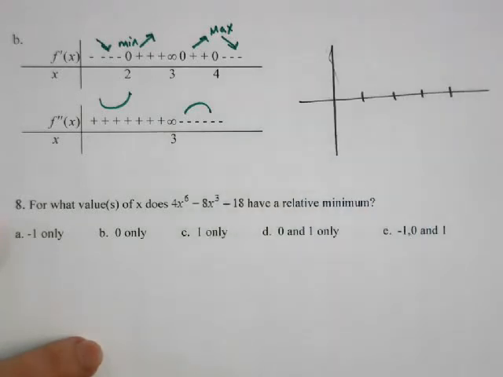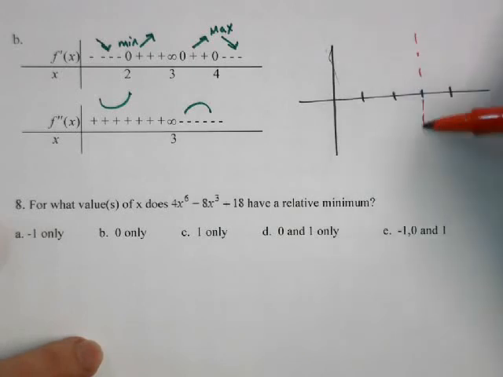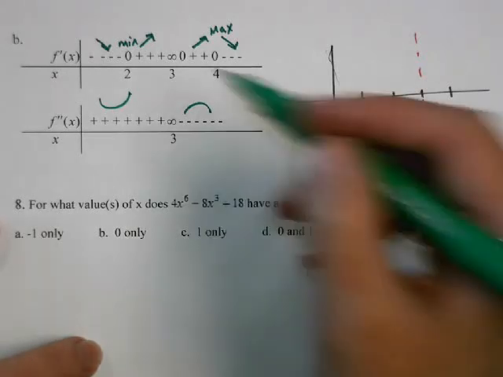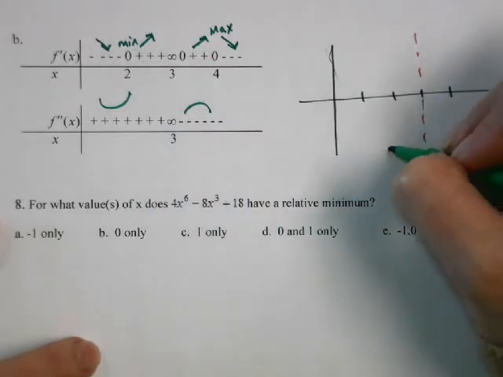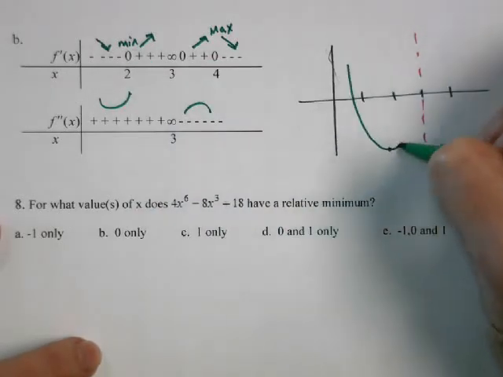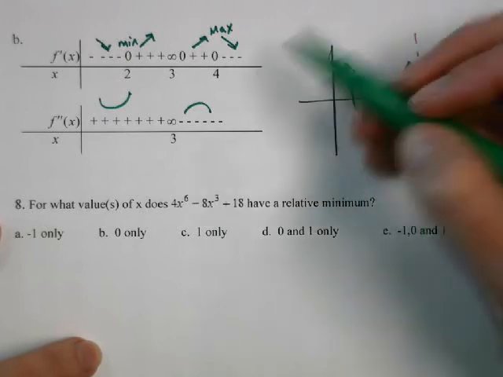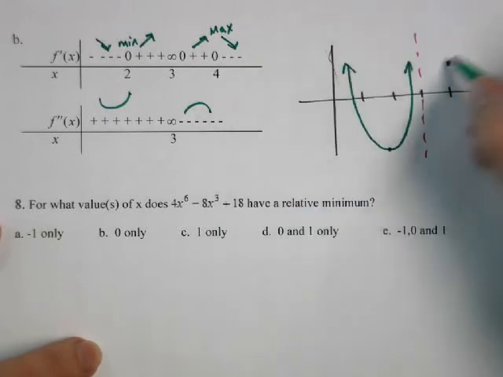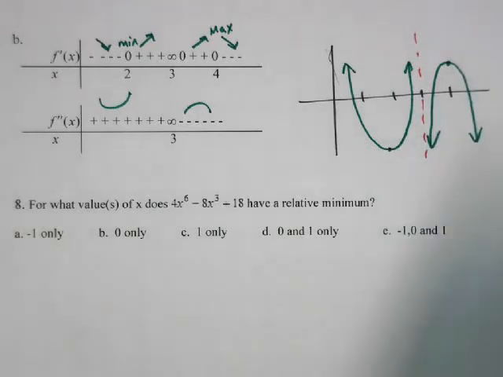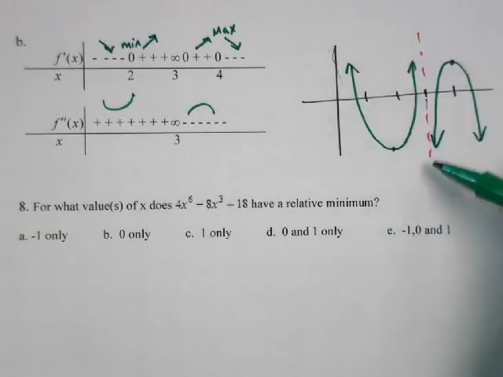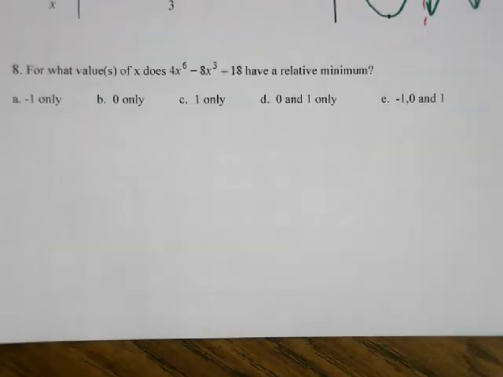So at 3, we have an asymptote. At 2, we have a minimum, but it's always concave up there. At 4, we have a maximum, and it's always concave down. Again, your graph can look very, very different than that as long as we have a minimum, a maximum, concave up, and concave down. Okay, so one final example here.